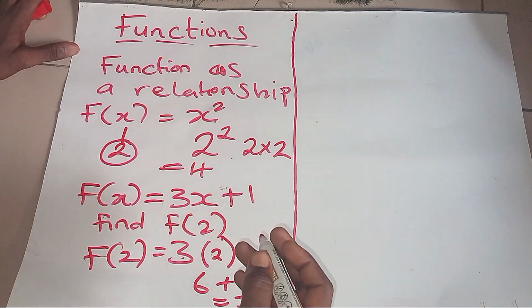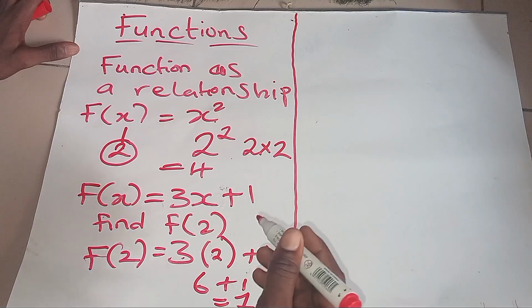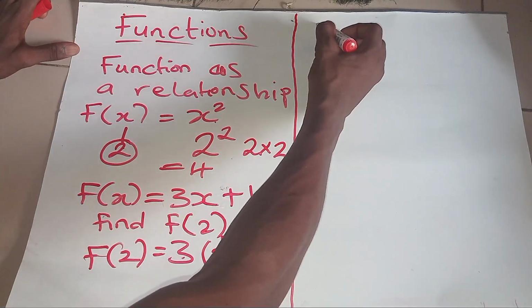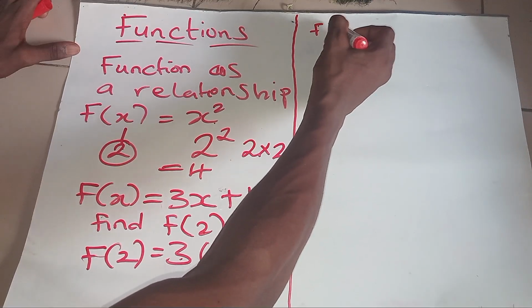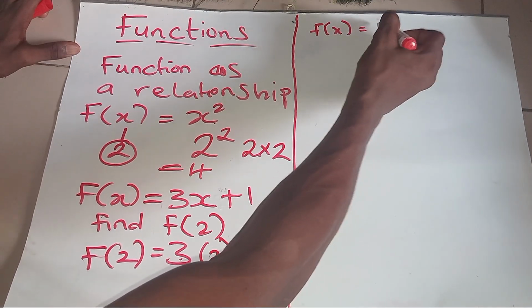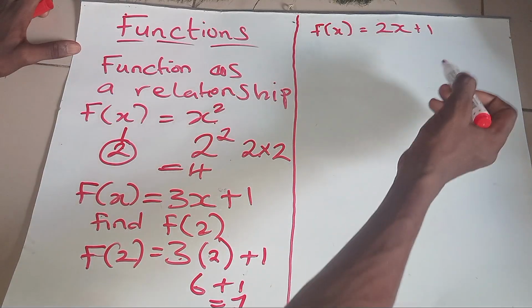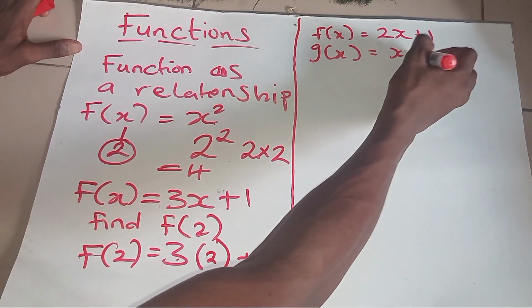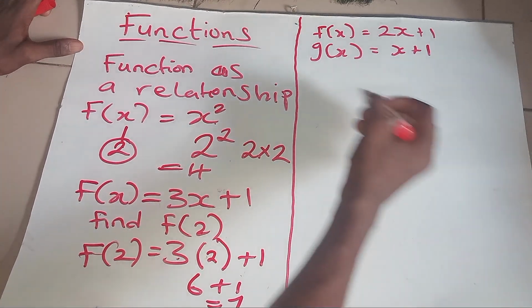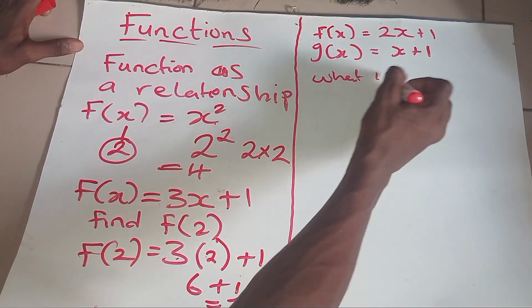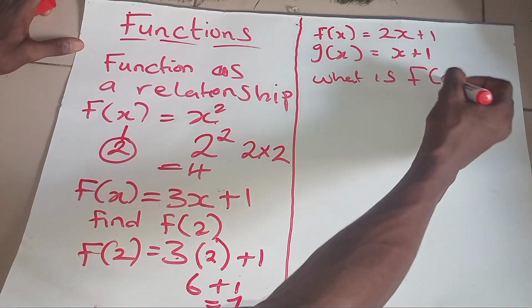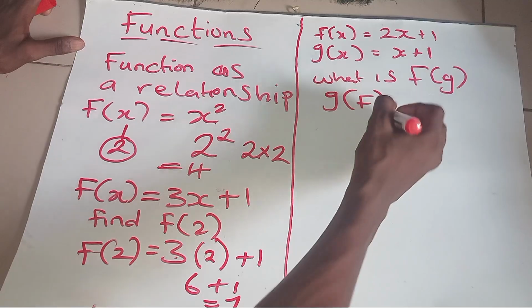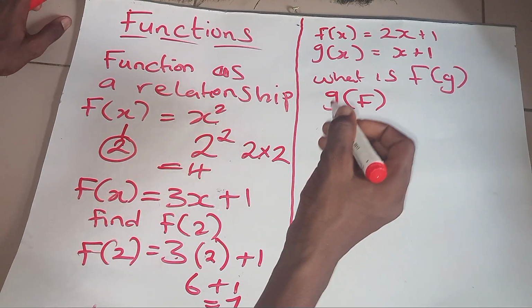So now function continues. We have what we call functions of functions. Now let's talk about functions of function. If for instance I say I have my f of x to be equal to 2x plus 1, and I also have my g of x to be equal to x plus 1. Now I can ask you a question and say, what is f of g? And I can also say, what is g of f?